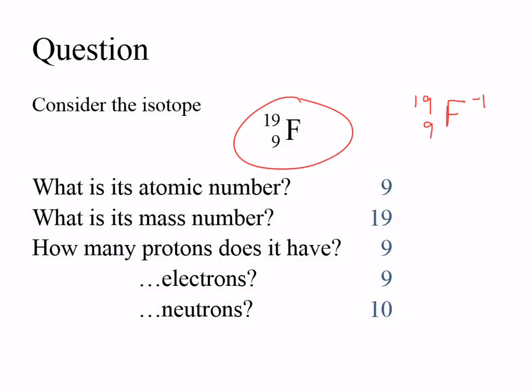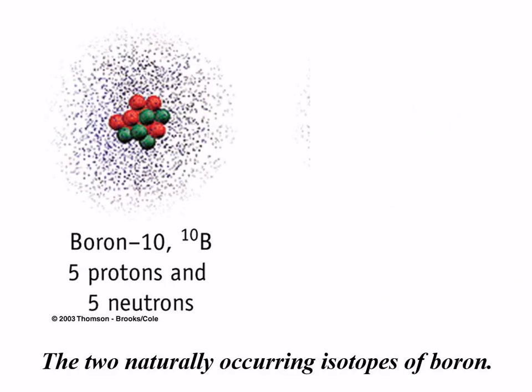In this case, this is kind of what JC was saying. If you see that it is negatively charged, that means it actually has an extra electron. So in that case, how many electrons would it have? 10, exactly. 9 plus 1, or 10 electrons. So that's kind of how that goes, and we'll be getting to that.